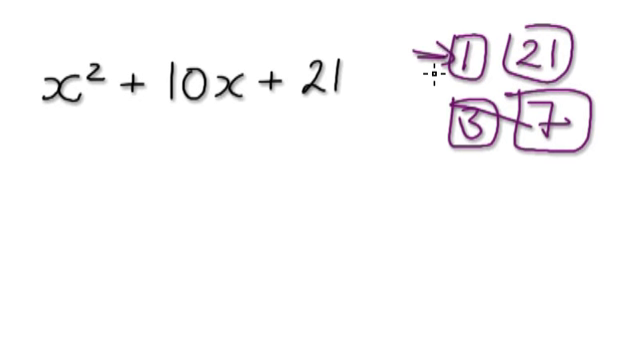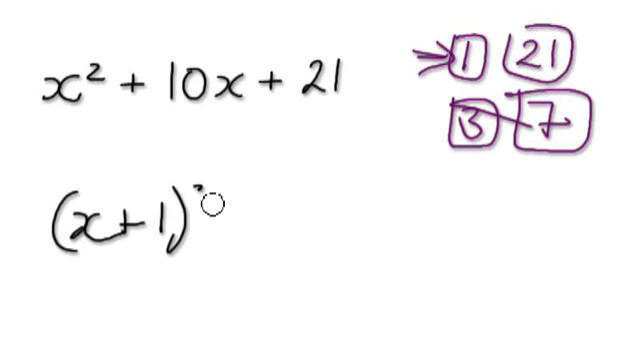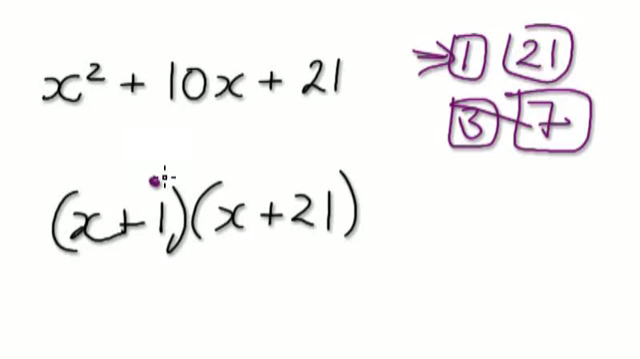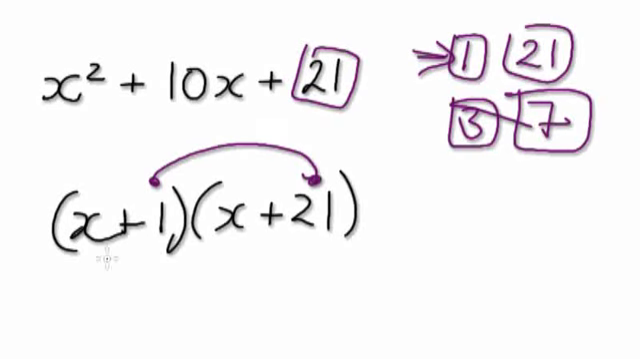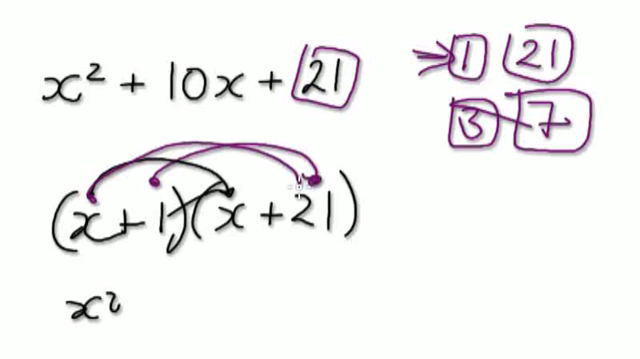Well, let's guess this. x plus 1, and then times x plus 21. You see, this 1 and 21 is good, because later on we're going to multiply the two. That would give us 21. But then remember, you're going to get this times this. That will give you x squared, and then this times this will give you 21x, and then this times this will give you plus 1x.